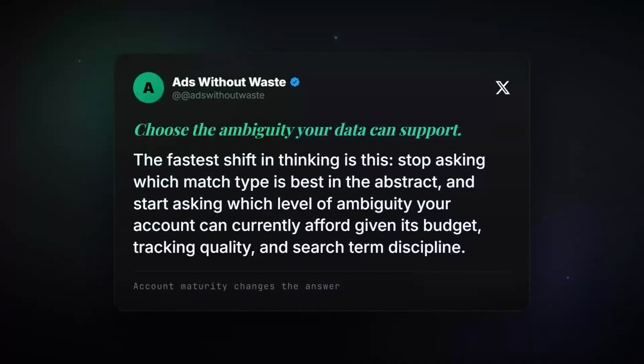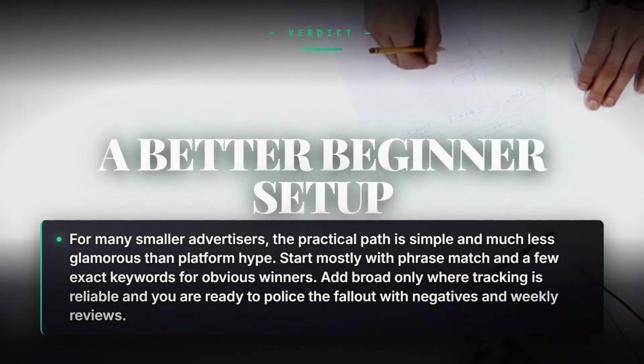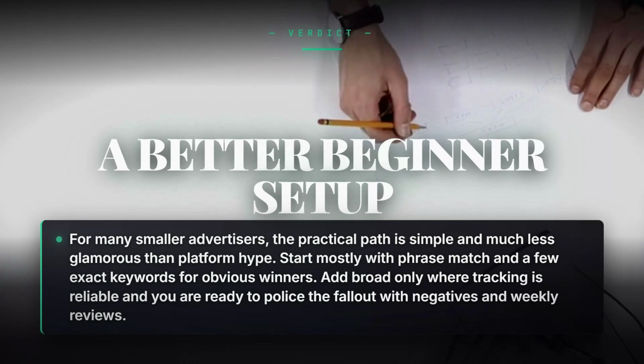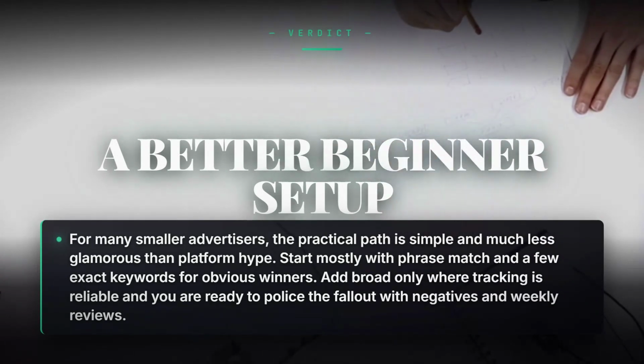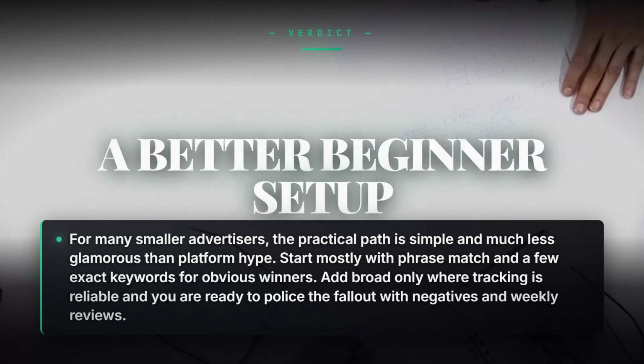The fastest shift in thinking is this: stop asking which match type is best in the abstract, and start asking which level of ambiguity your account can currently afford given its budget, tracking quality, and search term discipline. For many smaller advertisers, the practical path is simple and much less glamorous than platform hype. Start mostly with phrase match and a few exact keywords for obvious winners. Add broad only where tracking is reliable and you are ready to police the fallout with negatives and weekly reviews.